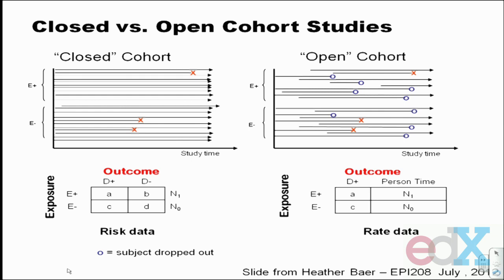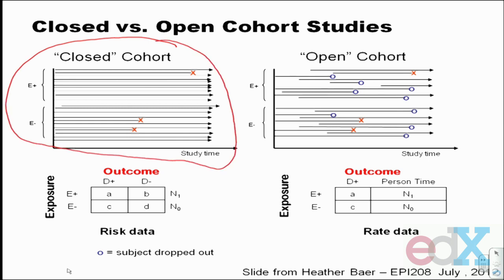And here's another display of cumulative incidence data from a closed cohort. The figure on the left describes individuals being followed for a fixed period of time or developing disease. You can measure cumulative incidence. You can display that data in a 2x2 table.